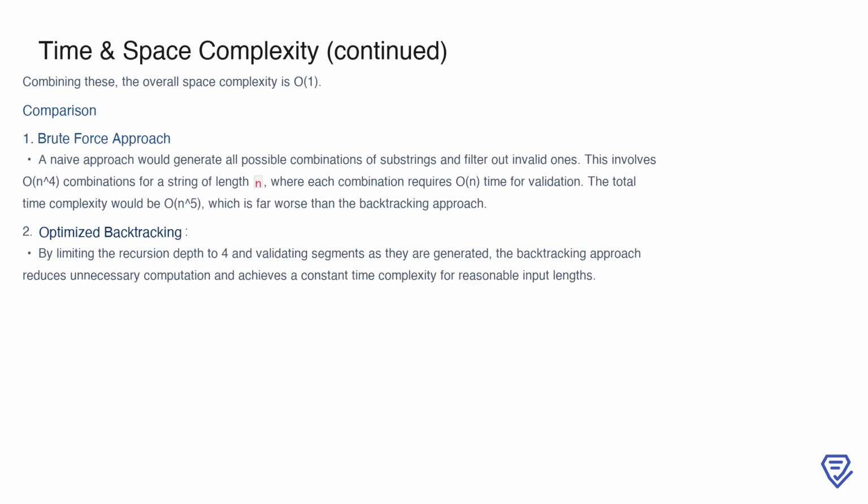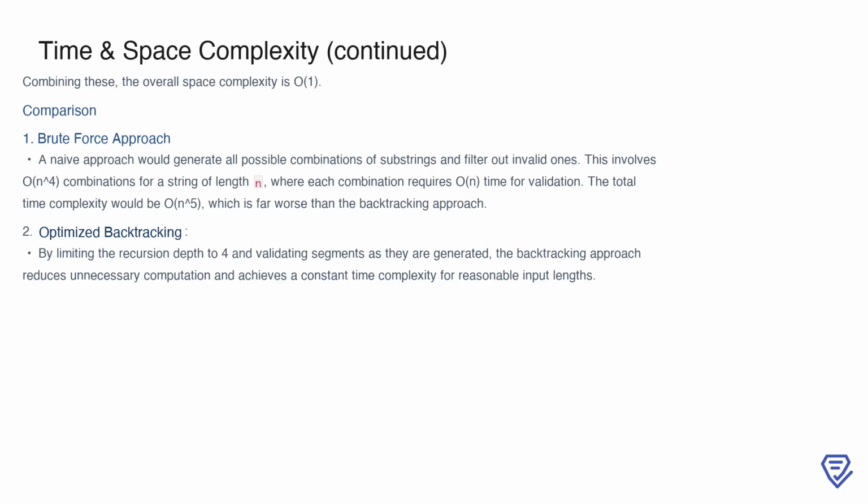This brings us to a comparison with a brute force approach. A naive solution would generate all possible substrings of the input string and then filter out invalid combinations. For a string of length n, this approach would need to evaluate n to the power of 4 combinations to account for every possible way of dividing the string into 4 parts, and each combination would require O(n) time for validation.